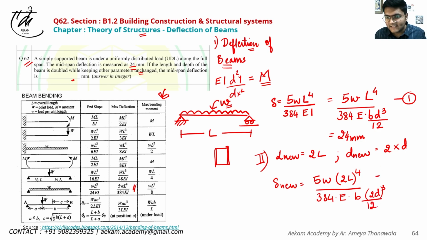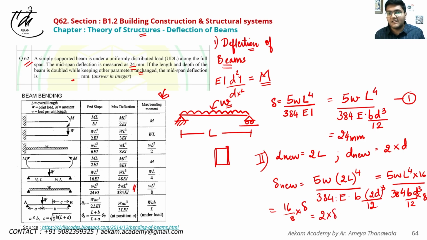Can I write this as 5WL raised to 4, with 2 raised to power 4 being 16, upon 384 BD cube by 12, with the cube of 2 being 8? So this entire expression, 5WL raised to 4 by 384 BD cube by 12, is equation 1, which is your delta. So I can write this as 16 by 8 into delta. 16 by 8 is nothing but 2. So 2 into delta. We have been given delta as 24 mm, so it can be written as 2 into 24, which is 48 mm.